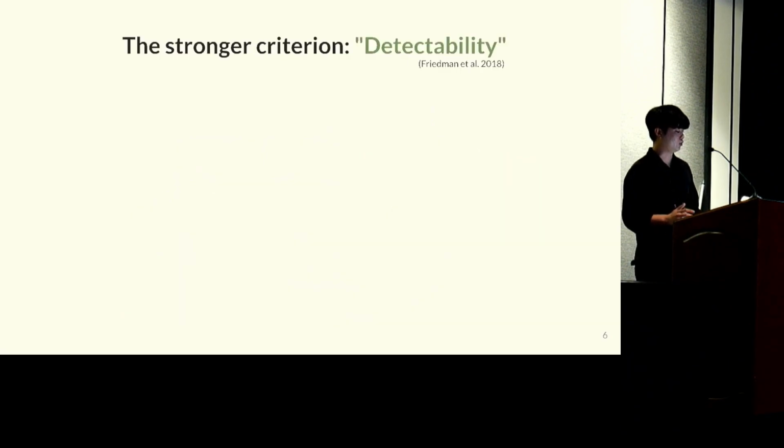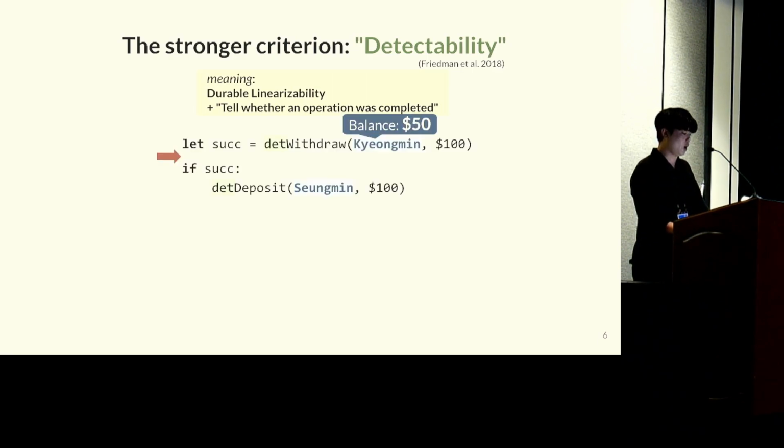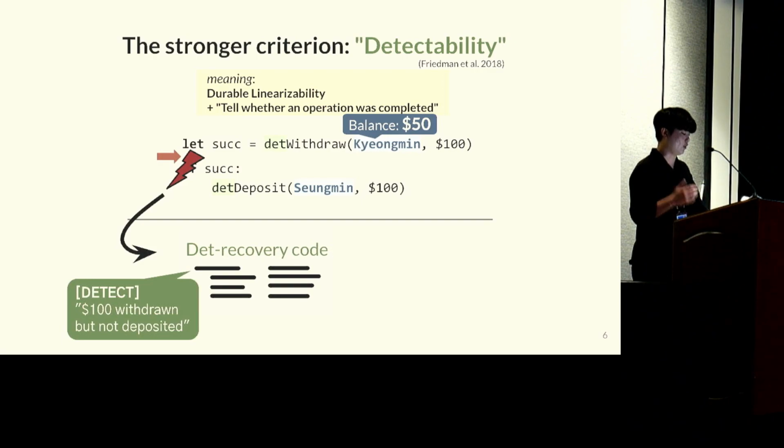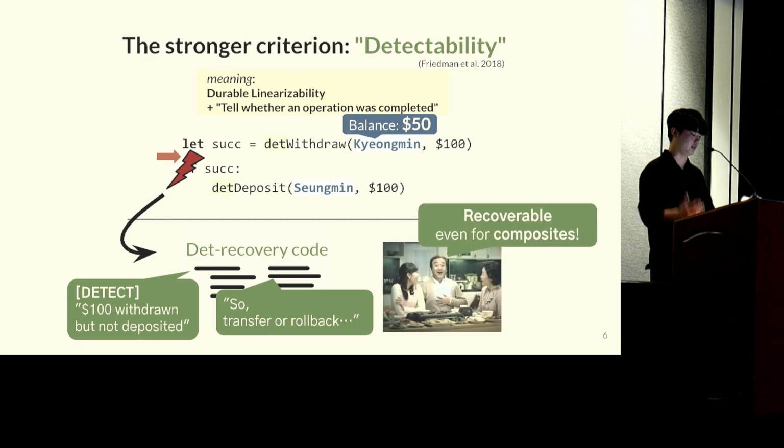That brings us to a stronger correctness criterion known as detectability. Detectability extends durable linearizability, ensuring we know if an operation completed. With each function detectable, after a crash, when the recovery code is executed, it recognizes the withdrawal function was completed. With this information at hand, it may decide to complete or roll back the transfer. So, detectability enables the recovery of a simple composition.